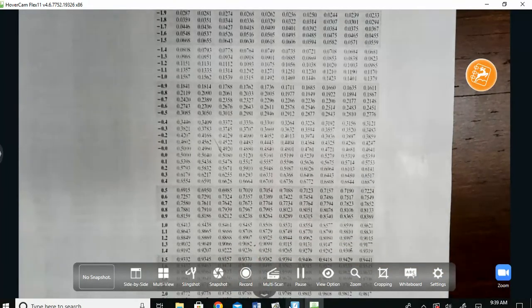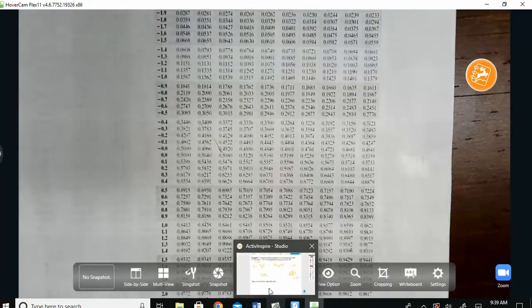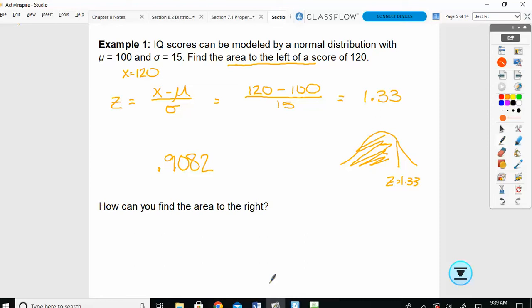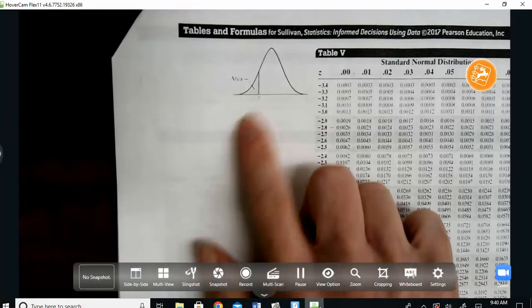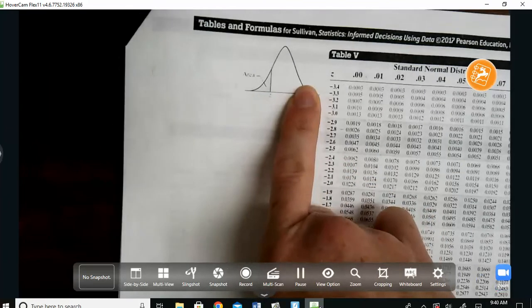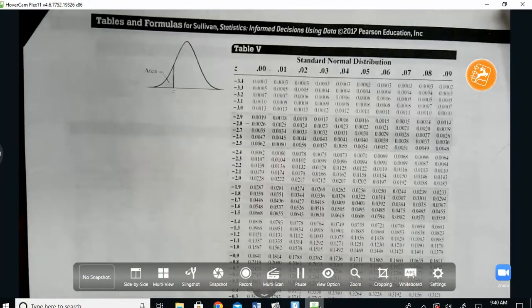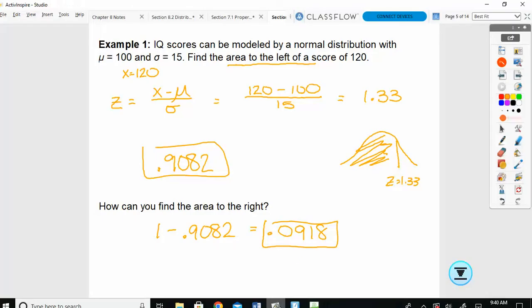Okay. So my table gives me area to the left. What if I wanted the area to the right? The nice thing is, if you forget that it's area to the left, when you are looking at your table, the picture shows you what area it's giving me. So if I want the other, we have to do 1 minus that.